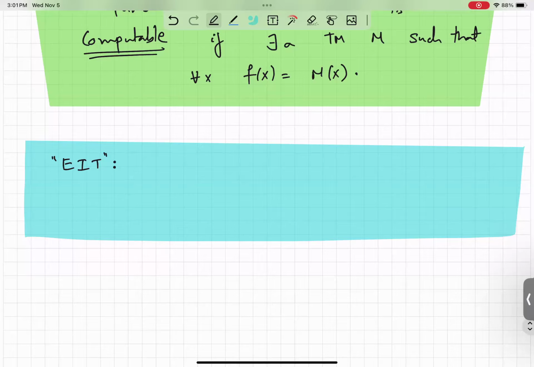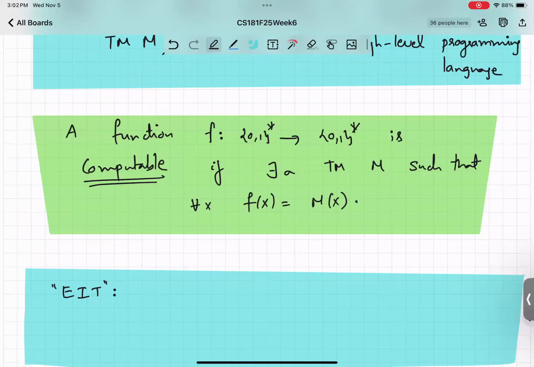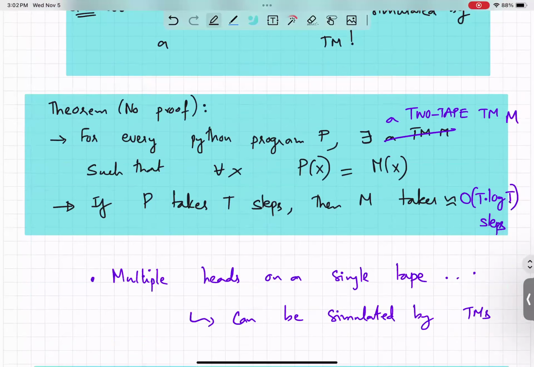So think of it this way. In some sense, Turing machines are so simple that it's much easier to reason about them. If I want to show that something is not computable, it would be much easier potentially to say, okay, Turing machines cannot do it, whereas to show that Python cannot do it might be more cumbersome. But both are equivalent because of our theorem.